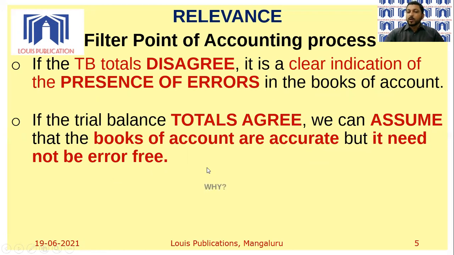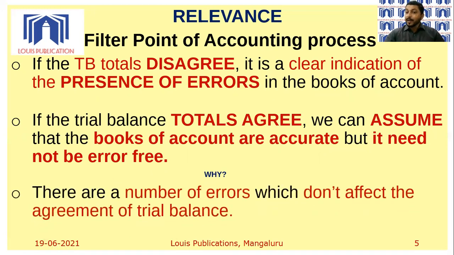So you may have a question in your mind, why? If the trial balance totals are agreeing, we can assume that it's accurate, but it need not be error-free. Why is that so? Because there are a number of errors which do not affect the agreement of the trial balance. For example, say I have a transaction, cash sales of rupees 10,000. Say this particular transaction, the business has not recorded in the cash book at all. Or if you are following the journal way, the business has not passed a journal entry at all.